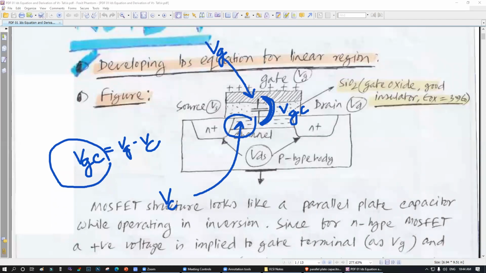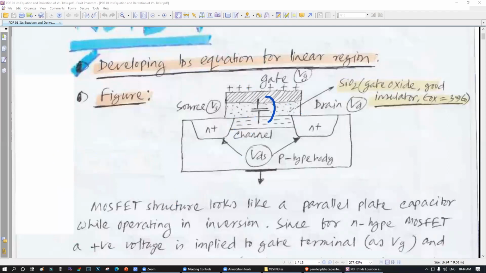Now come to the VT. There was a voltage called VGC, fine. But what about the minus VT? Why do we have to subtract this VT? Why do we have to subtract it? Because VT is the cost. Cost. Do you understand cost?